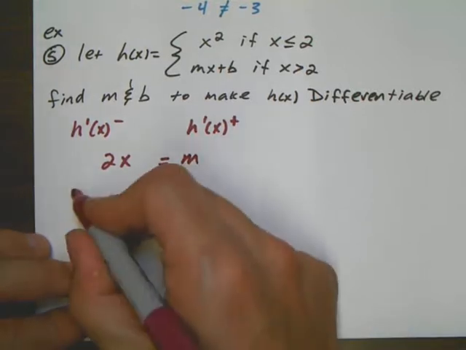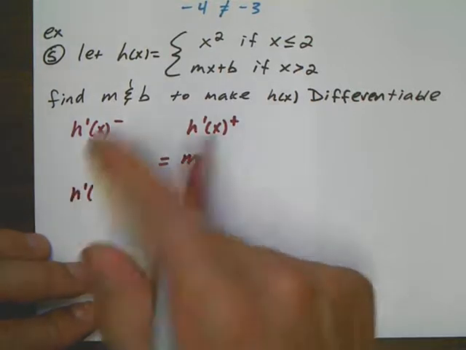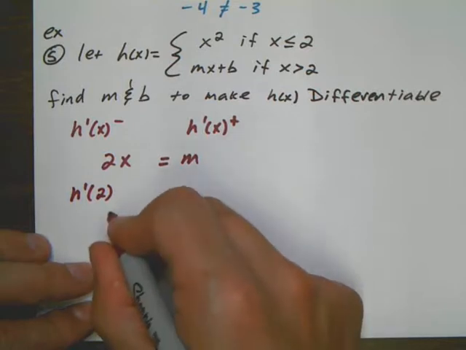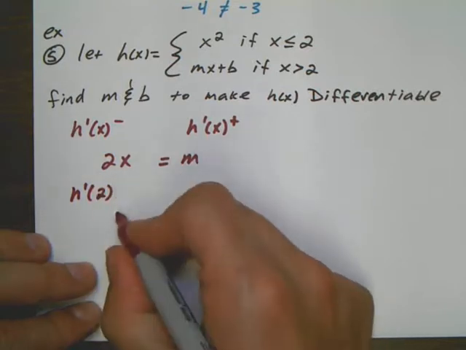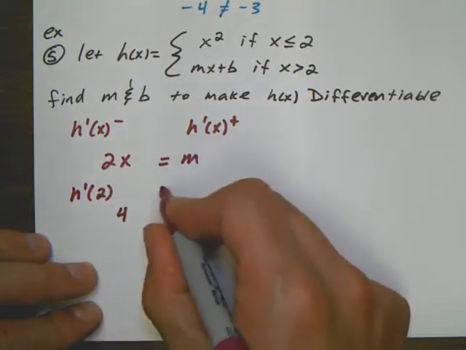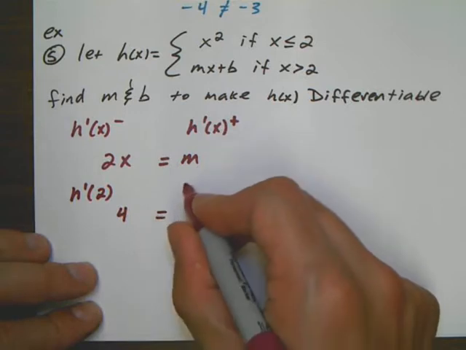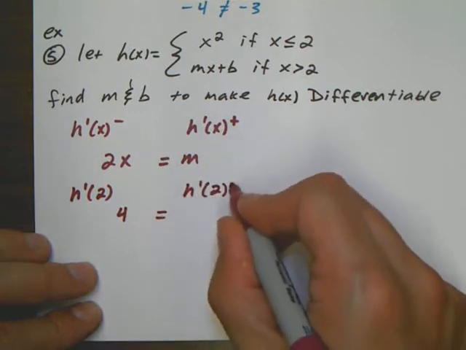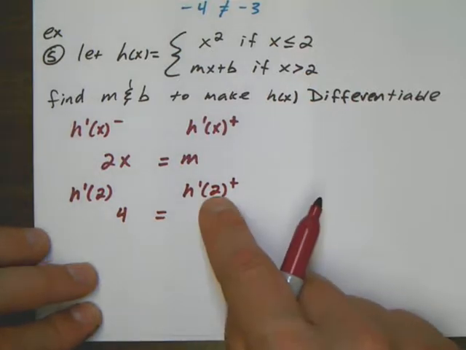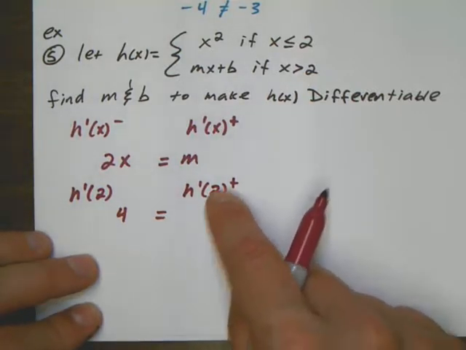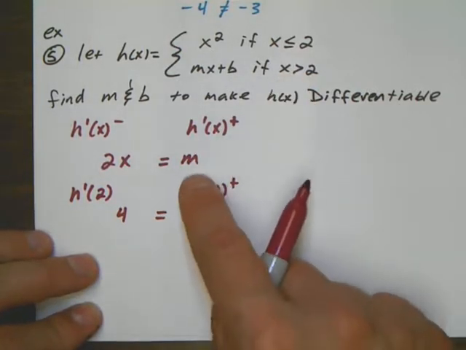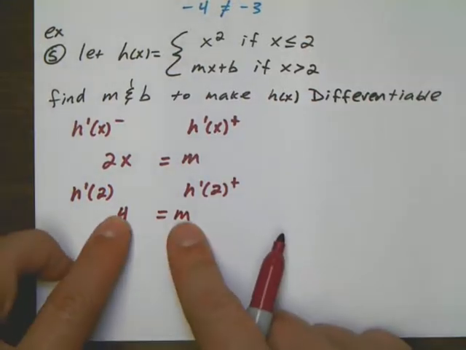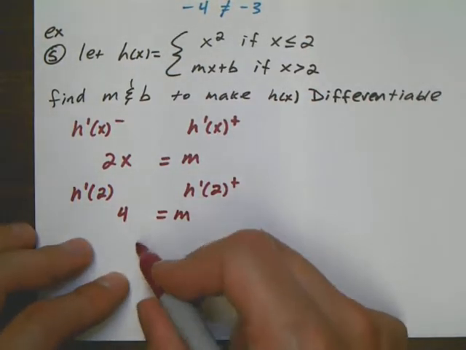So what I want to do is evaluate the derivative at 2, and that's going to give me 2 times 2, which is going to equal 4, and that needs to equal the derivative evaluated at 2 from the right. But since 2 is being plugged in for x, this is always going to give me a value of m, so I just kind of found what m is equal to. So m is equal to 4.